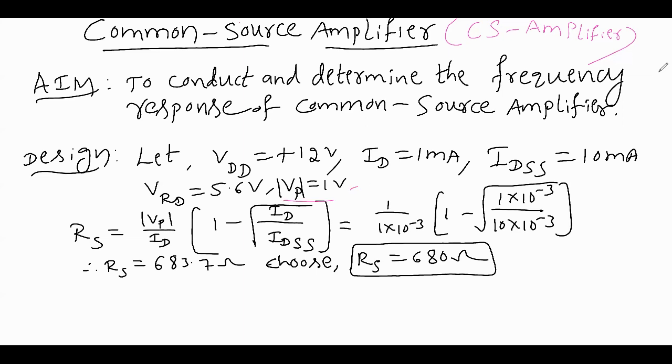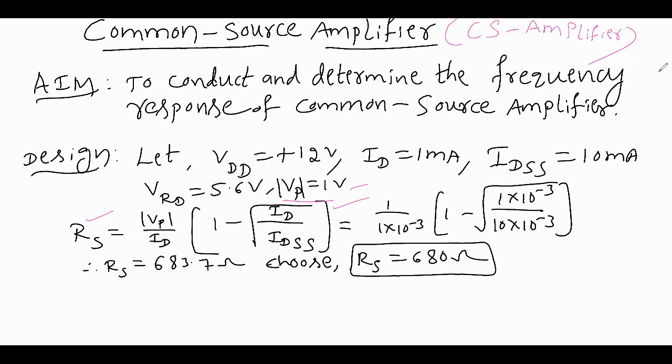Now we have the formula for resistor RS. What is RS? RS equals |VP| by ID into 1 minus the square root of ID by IDSS. The magnitude of VP is taken because VP will be negative for the internal FET. That's why the magnitude is taken. Now substitute the assumed values here.